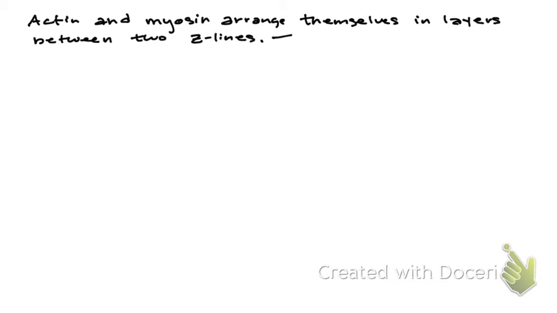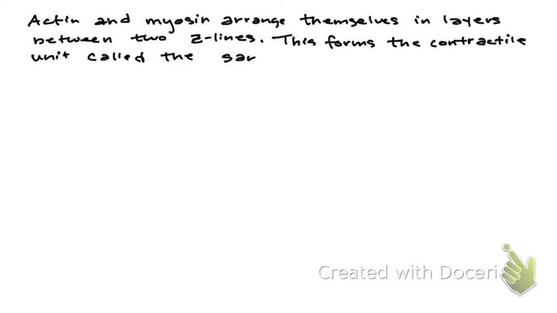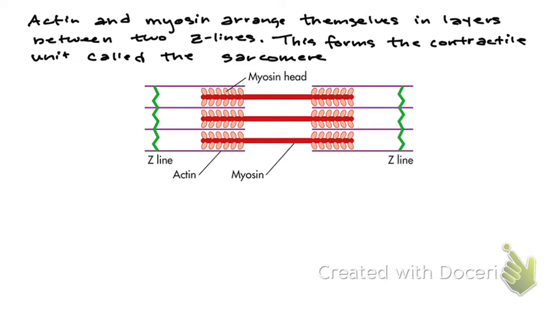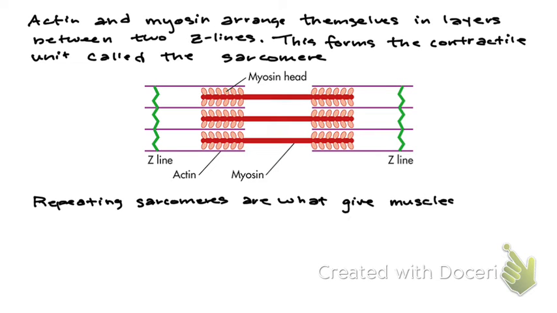The actin and the myosin arrange themselves in layers between two Z-lines. This forms the contractile unit called the sarcomere. So you can see here that the actin and the myosin are sandwiched in layers between two Z-lines. Repeating sarcomeres are what give muscles a striped or striated appearance.